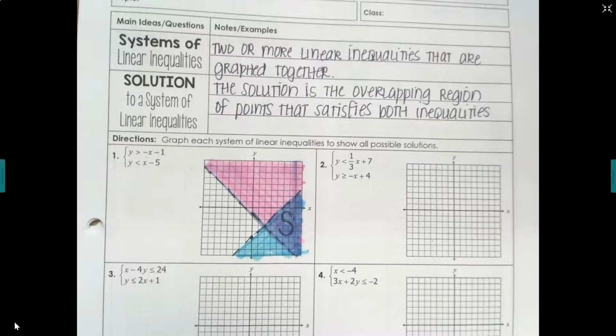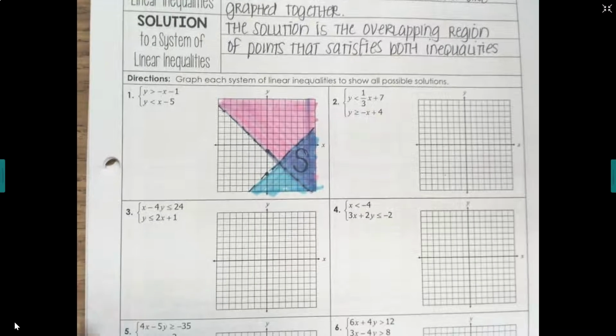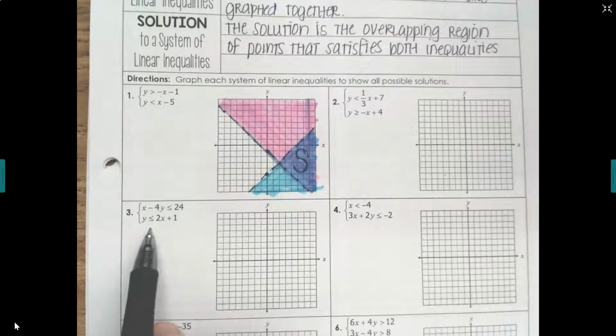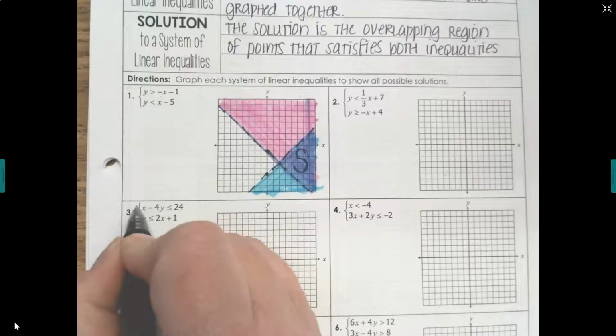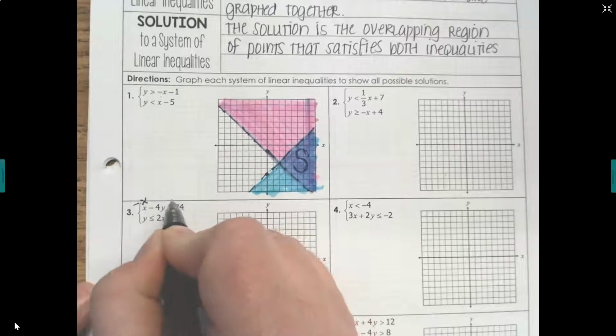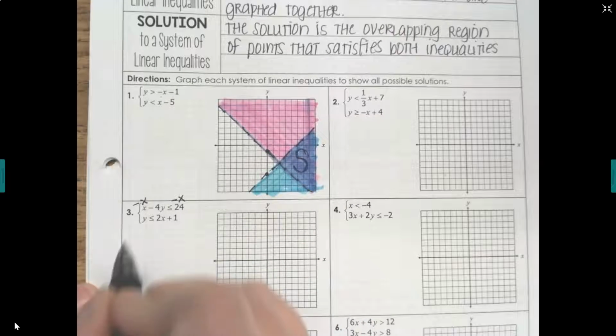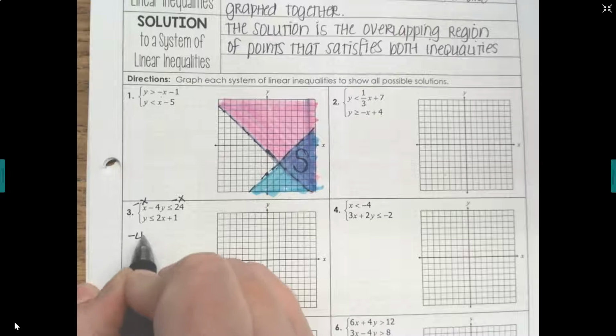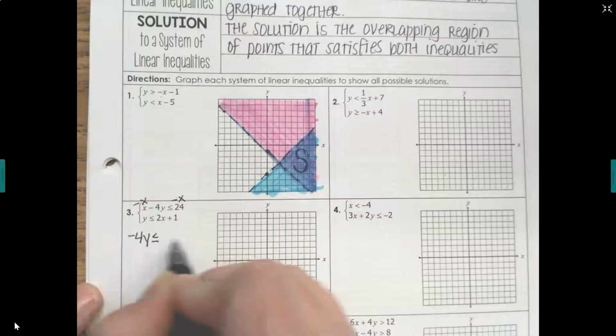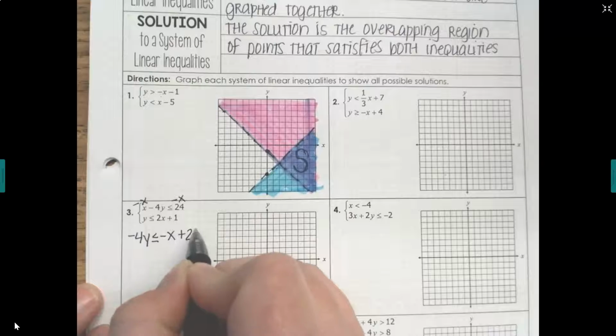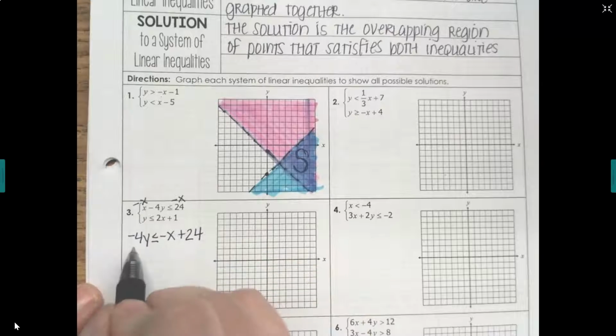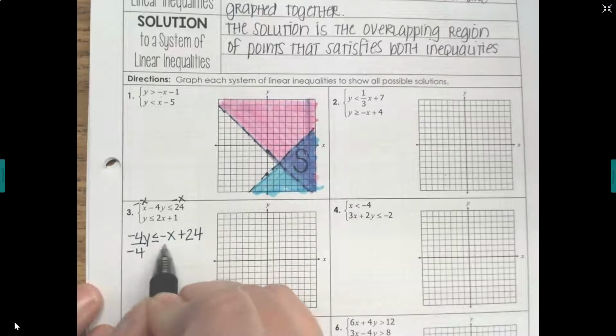All right, let's try this again. Let's look at number 3. In number 3, one of these is in slope-intercept form, but the other one isn't. So let's put it in slope-intercept form. I'm going to subtract the x from both sides, so I get -4y is less than or equal to -x plus 24. Divide everything by -4.